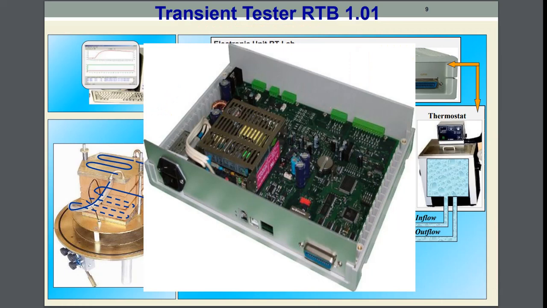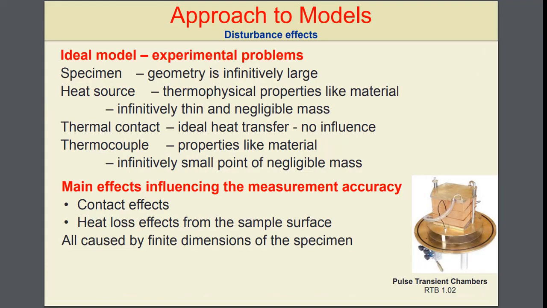Let's go to the next slide. So here we have transient tester RTB101. These pictures I've taken from my supervisor's article and his colleagues' presentation and papers in my thesis, and I have referenced it also. So this picture is actually showing the components that are used for the experiment.